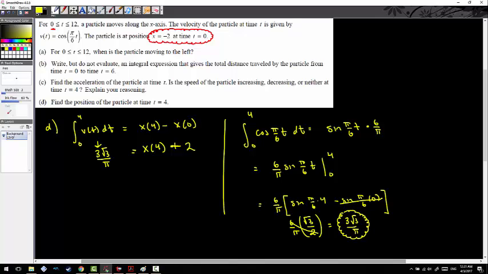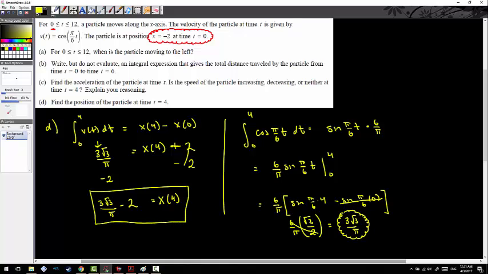So all I have to do to solve for x of 4 is a little bit of algebra 1. Subtract 2 from both sides. And what I've got is x of 4 equaling 3 rad 3 over pi minus 2. And that is the position of the particle when time equals 4. And that concludes the 2012 FRQs for the AP exam. See ya.